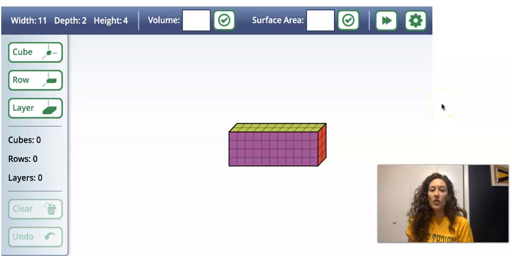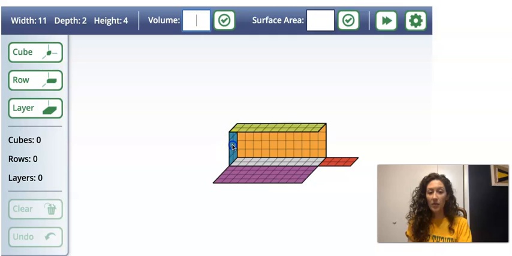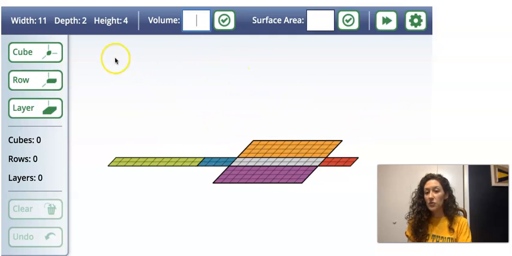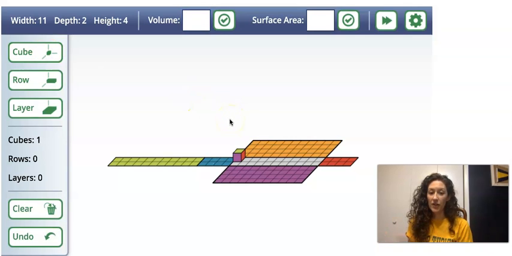In this video, we're going to be finding the volume of this rectangular prism. What is cool about this website is that you can actually open up this rectangular prism to see the inside of it. The first way that we're going to find the volume is we're going to start filling it with cubes to figure out the volume. Remember, volume is how much space a 3D figure takes up, or how much space it fills.